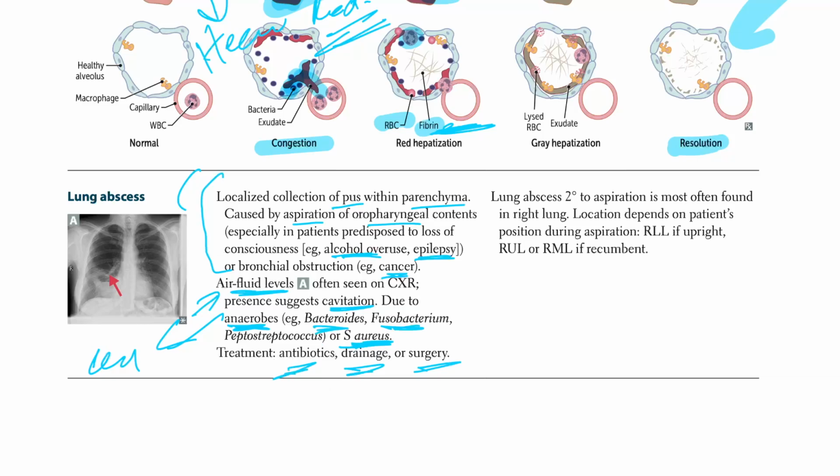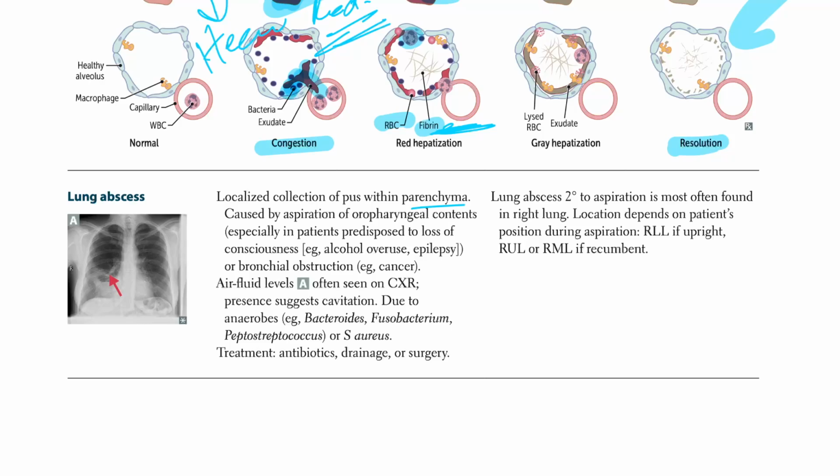Lung abscess secondary to aspiration is most often found in the right lung. Everything is about the right lung when you're looking at aspiration, right? Location depends upon patient position. During aspiration, a lower lobe if upright, right upper or middle lobe if recumbent. And we already know that. Okay, so this was a pretty easy topic, nothing much.